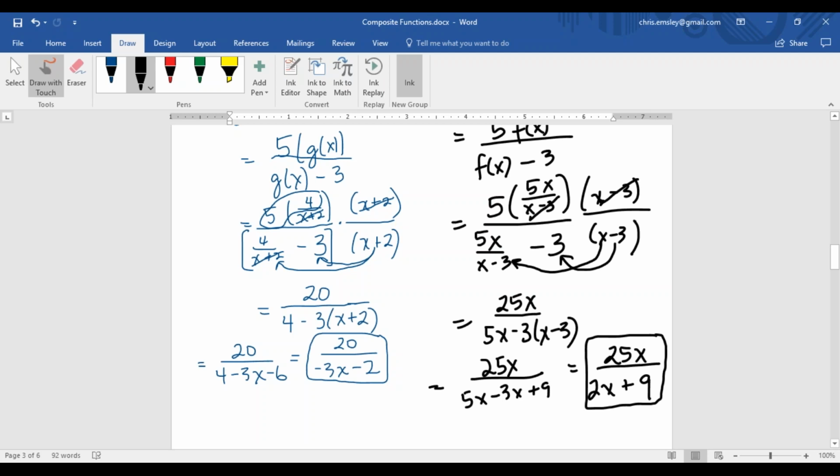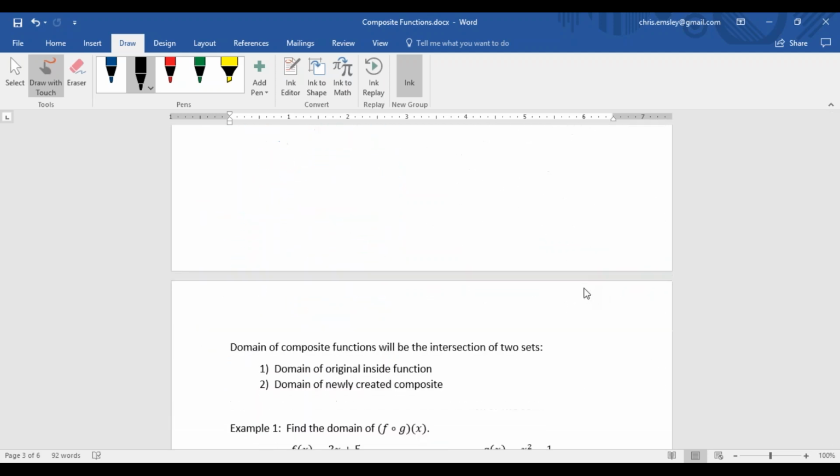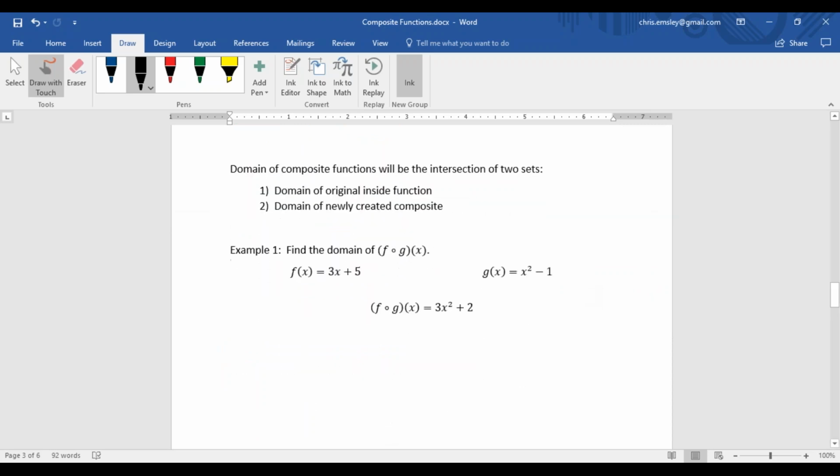Okay, now that we've had some practice finding composites, now we need to talk about how to find the domain of one of these functions. And when you have to find the domain of a composite, you really have to find two different things. You have to find the domain of the original inside function, and you have to find the domain of the newly created composite. We're going to take those two domains, find the intersection, and that's the domain that we are looking for.